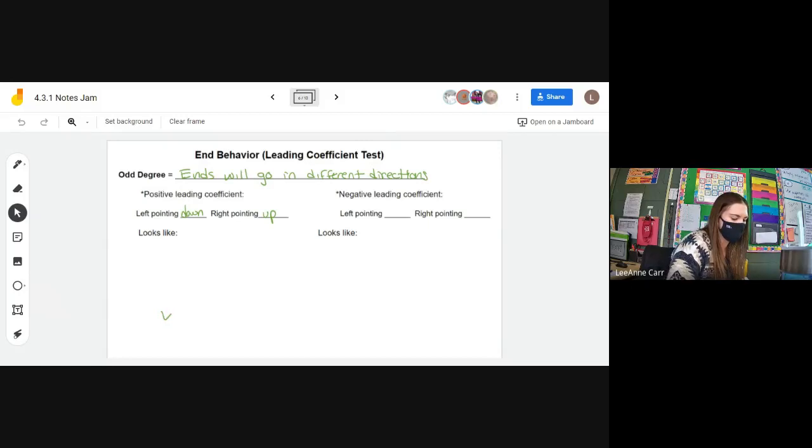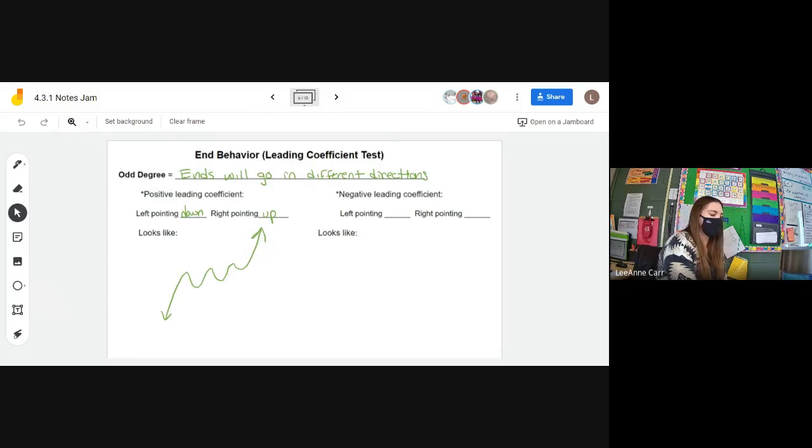I could have a bunch of bumps going on. But what I care about with this leading coefficient test is figuring out how my ends look. And because it was odd, they're pointing in different directions. And then because it's positive, we start with the left going down and the right going up.